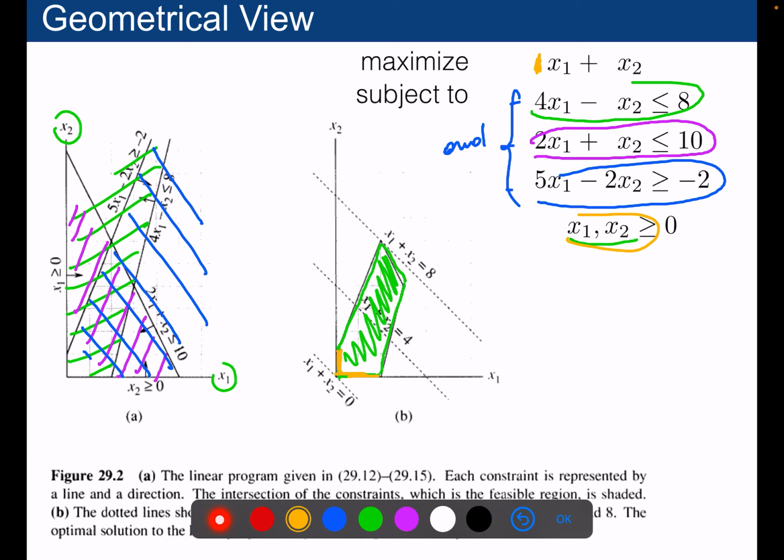Let's look at the objective function now. The objective function is x1 plus x2. So let's fix the objective function for some of the values. The objective function will represent a 45-degree line, like this one, which is equal to 4 here. Every solution here would be evaluated as 4. And then the goal is to maximize this objective function, so we want to push the line as much as possible in that direction.